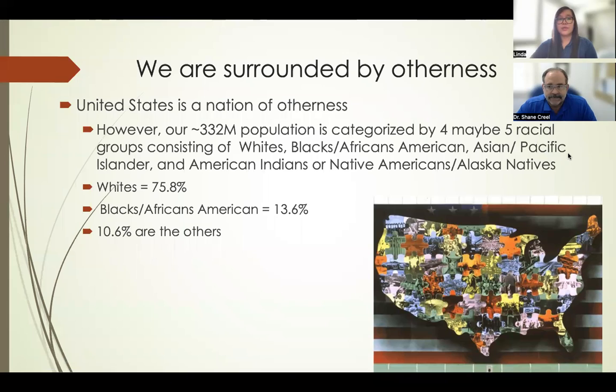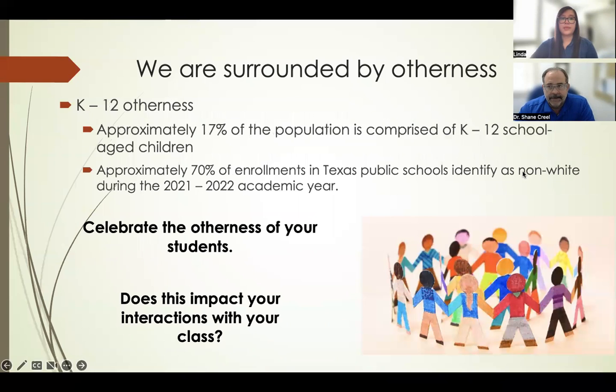However, our 332 million population is categorized by 4, maybe 5 racial groups consisting of whites, Blacks or African Americans, Asian Pacific Islanders, and American Indians or Native Americans, Alaska Natives. Whites account for 75.8%, Blacks or African Americans account for 13.6%, and then others account for 10.6%.